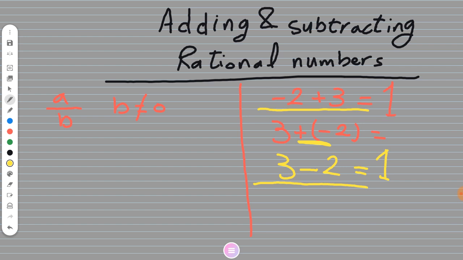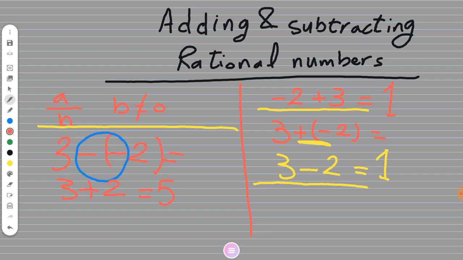Also, I want you to remember 3 minus -2. When we have two consecutive negatives like this, we change them to what? Yes, to positive. So the answer will be 3 plus 2, so the answer will be 5. Okay, remember it well? Okay, that's very good.